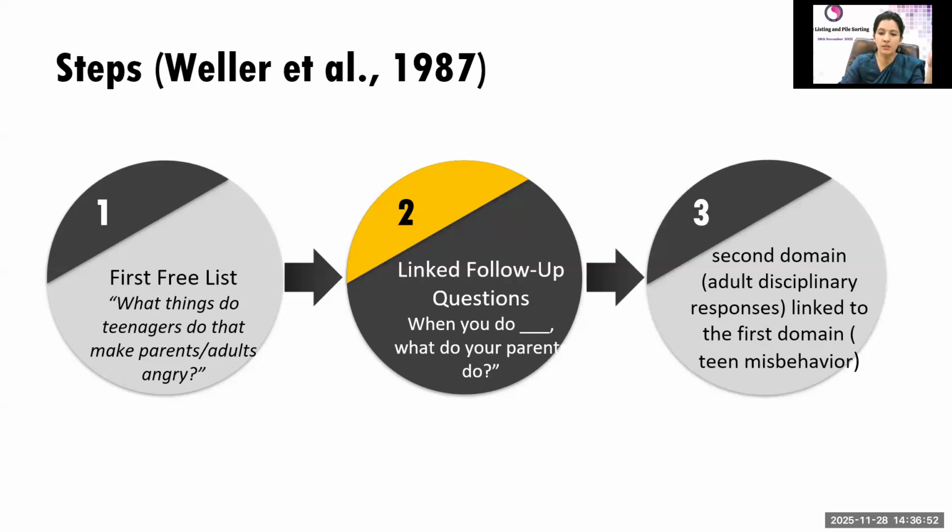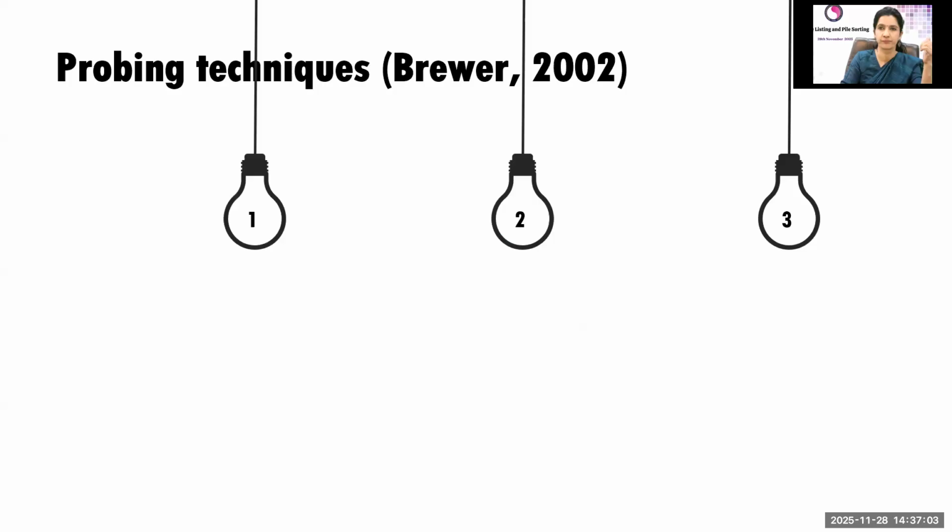So he got connected lists. That was kind of linked. The first free list became the inquiry for the second free list. So this is again one way.